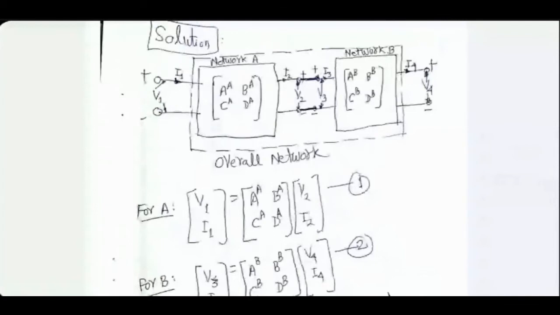I have input voltage V1, input current I1, and output voltage V4 and output current I4. In between, I have got network A, whose output is I2, V2. And then I have network B whose input is I3, V3. Now, cascade connection means making V2 equal to V3 and I2 equal to I3.